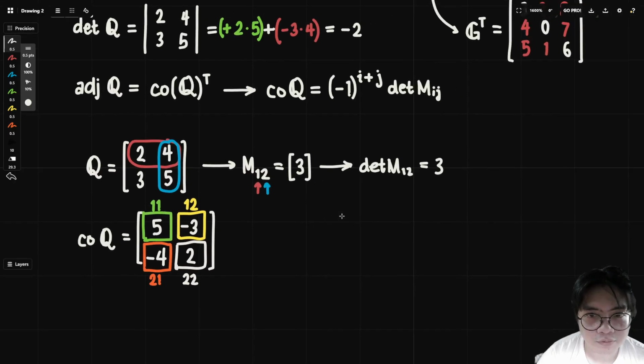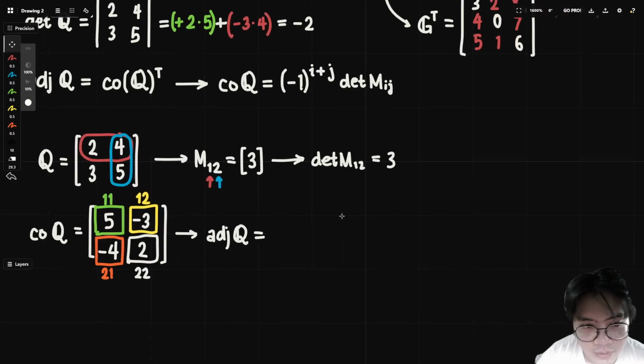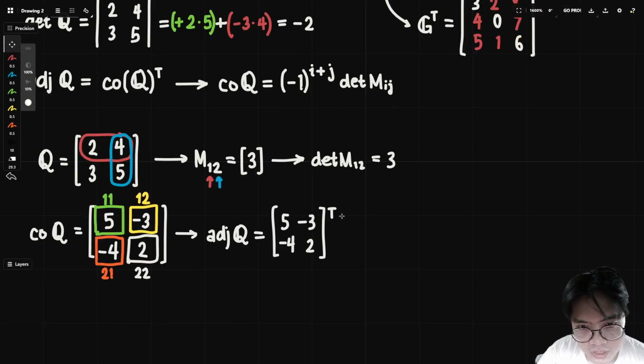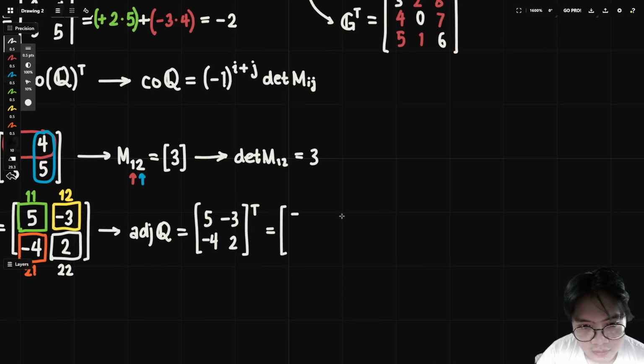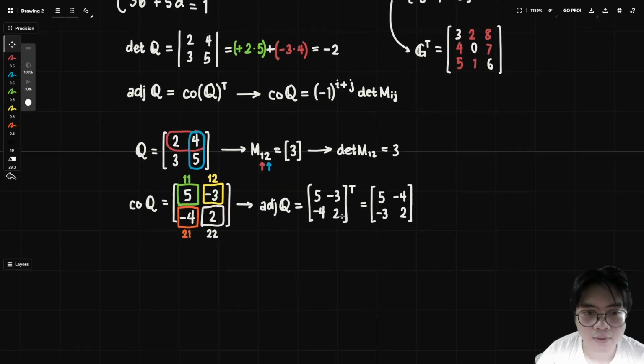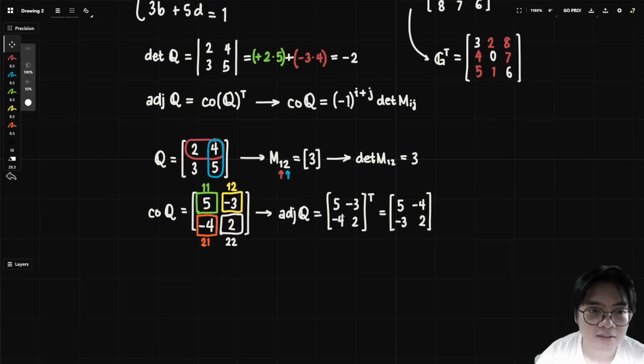And now, tapos natin ang cofactor matrix natin, we will just transpose it, so we will get an adjoint. The adjoint is now this, but transposed. Negative 4 and 2. We will transpose, we will get still the same here, and now we just flip this. Negative 3, negative 4. And now, ito ang ating Q inverse.